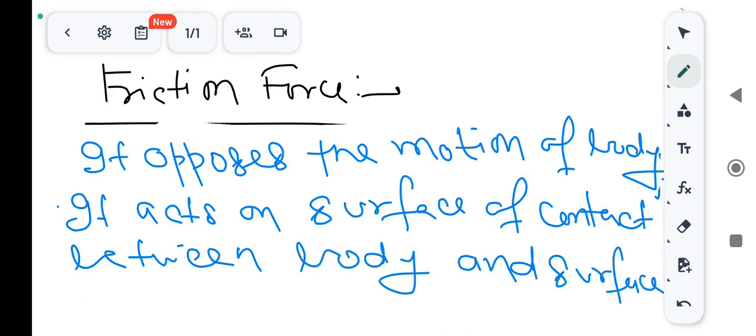What is the friction force? Friction force opposes the motion of the body. It acts on the surface of contact between the body and the surface.